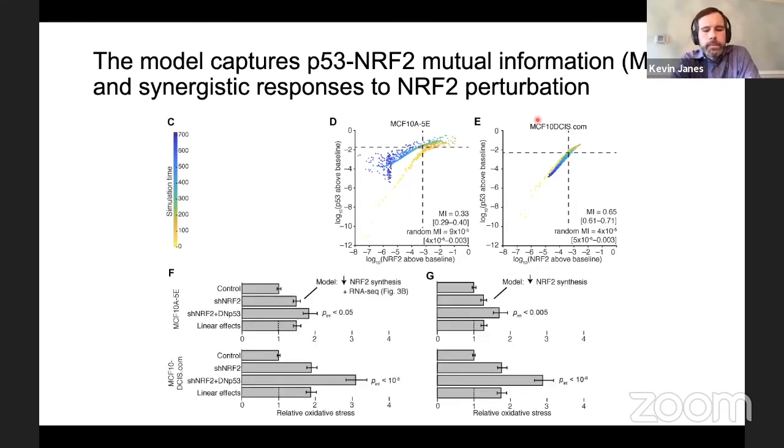As importantly, the model could make predictions about synergistic changes in overall time integrated oxidative stress when one factor, NRF2 or P53 or the other, was perturbed genetically or pharmacologically. And these likewise agreed with the emergence of phenotypes, not showing here, that were observed when NRF2 or P53 were jointly disrupted in experiments.